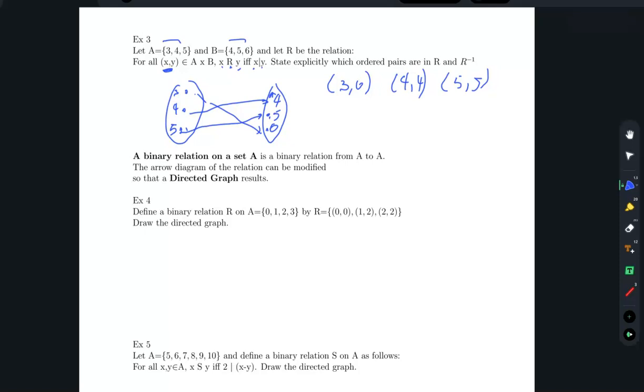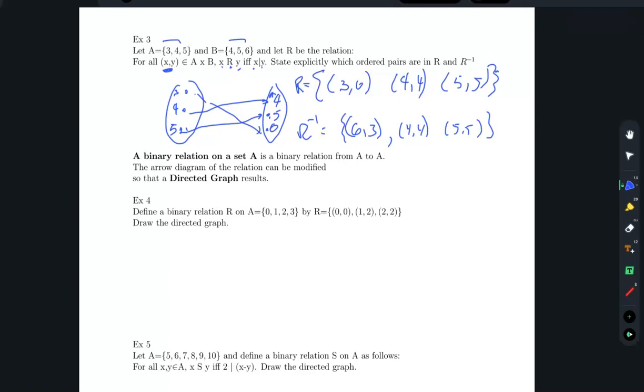So now if I want to find the inverse relation, those are the ordered pairs in R, right? And then our inverse would be just the opposite. So (6, 3), (4, 4), oh, and (5, 5). Not much in the opposite direction at all.